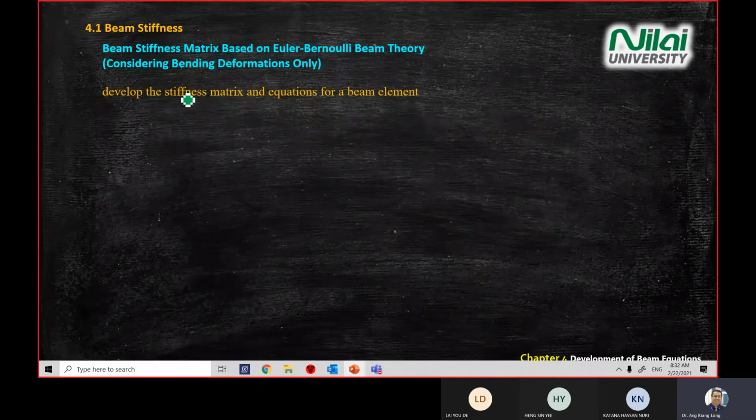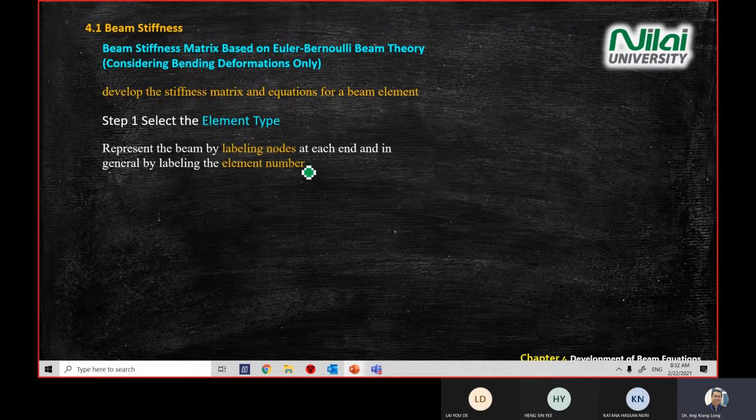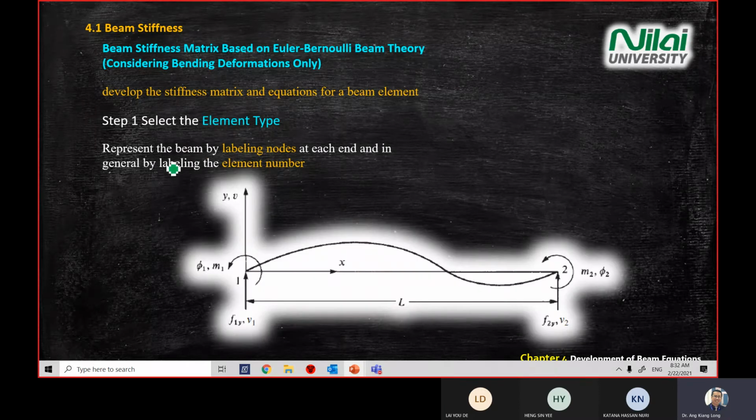So how do we develop the stiffness matrix equation? We have a few steps. The first one is we select the element type. What do we mean by element type? It means that you look at the scenario, and then you look at how many nodes you have. For this example, you have 2 nodes, node 1 and node 2. In this case it is a simple case, node 1 and node 2.